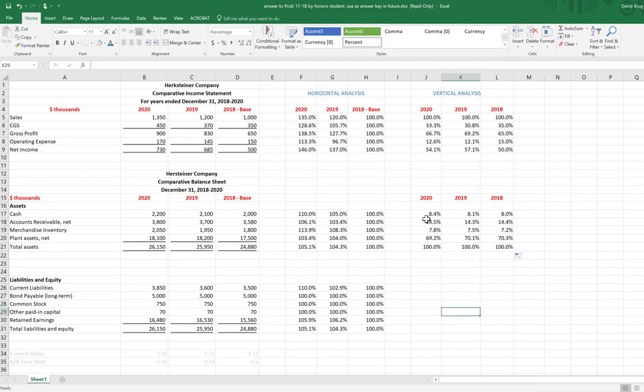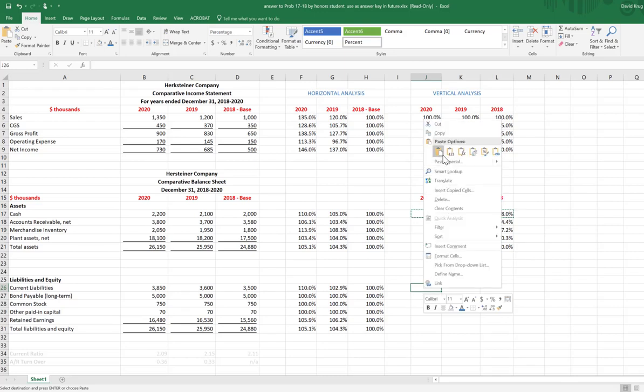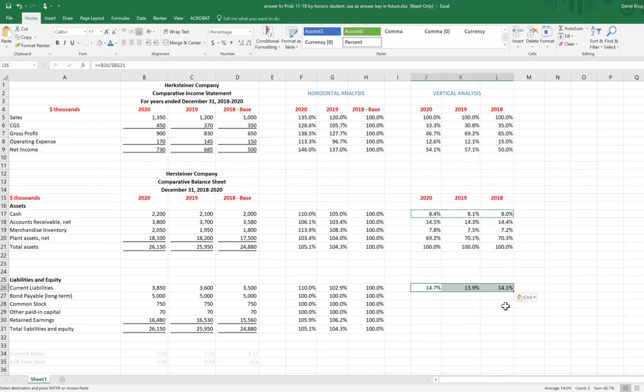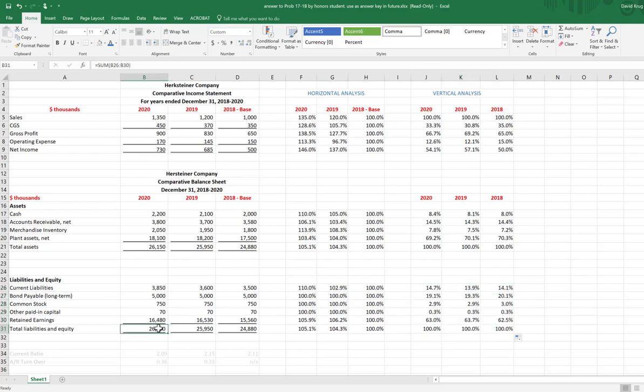Okay? Now what I can actually do is copy this down to here, pull that down, and this bottom row should be 100% too, because, for example, this one's dividing 26,150 divided by total assets. Well, of course, total liabilities and equity have to equal total assets. So there I just did vertical analysis.